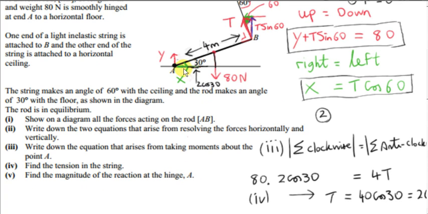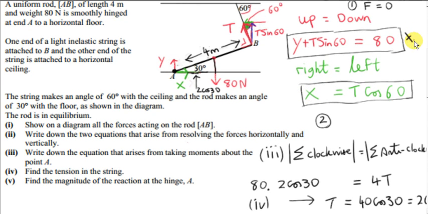So we want to start by getting the magnitudes of these two forces, X and Y. Well, that's where we go back to these two equations now. We found one of the unknowns. We found what T is. So we can plug it into these two equations, and from that we can find out what X and Y are.